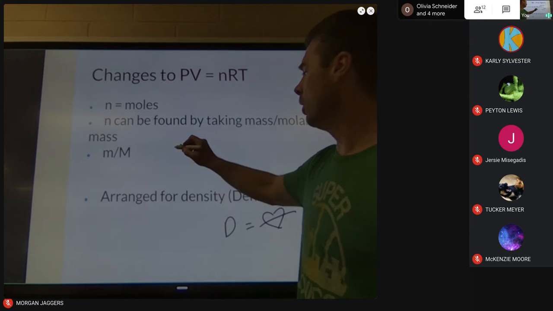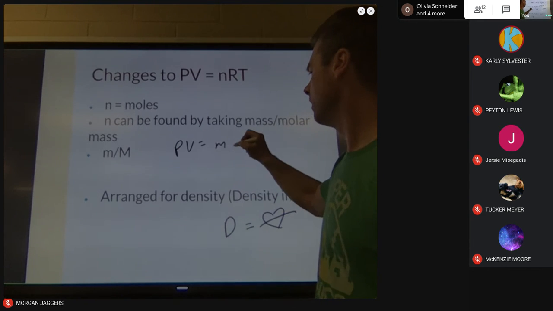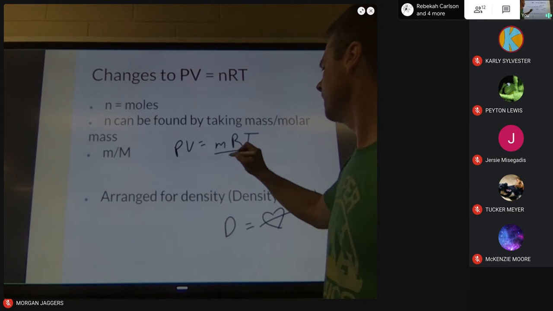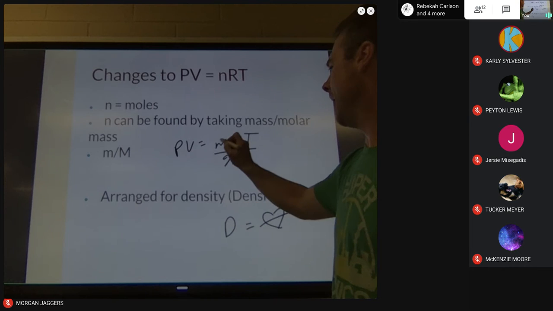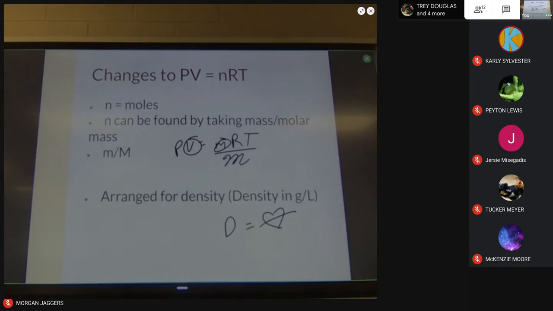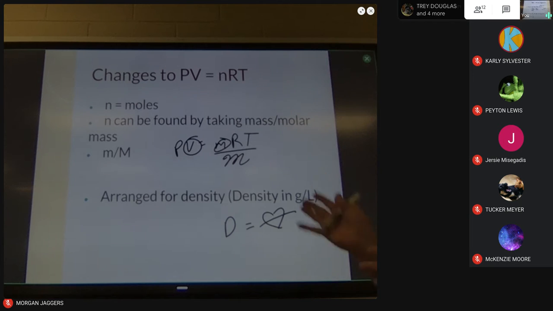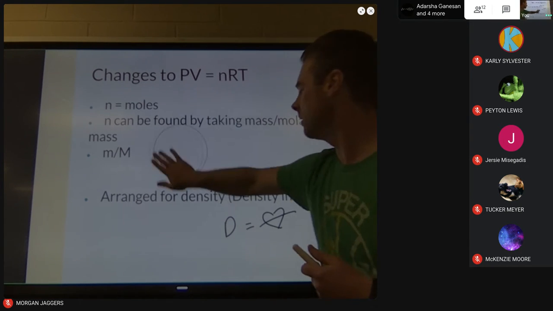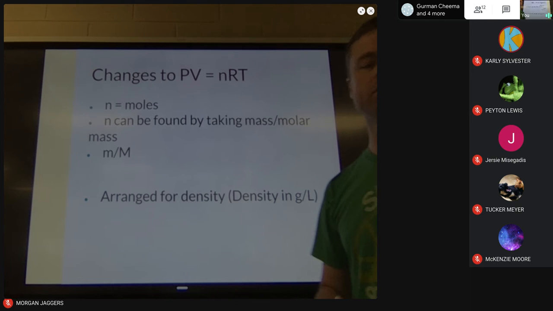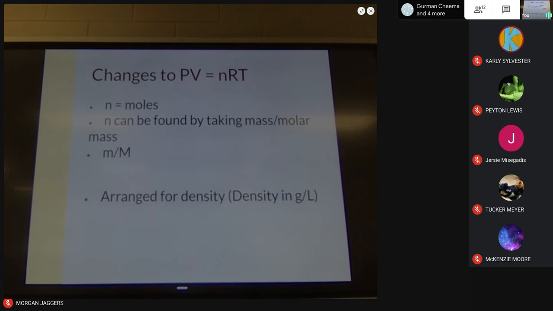Well, when you look at this equation here, I see mass and I see volume. So I can take this and rearrange it to get mass over volume and then get the rest of the stuff on the other side. This version of the equation is what you're going to want to use whenever you are solving for density or calculating density.